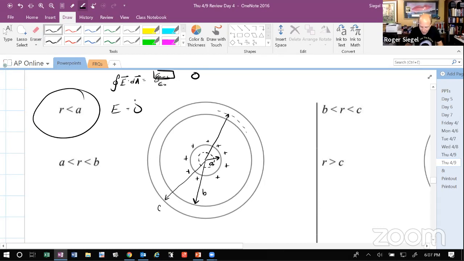Right? Now, if I am between A and B, if I am here, for example, my radius is here, what is the electric field in here? Well, for this one, remember, the way we do this is we create a Gaussian cylinder around my inner charge here.